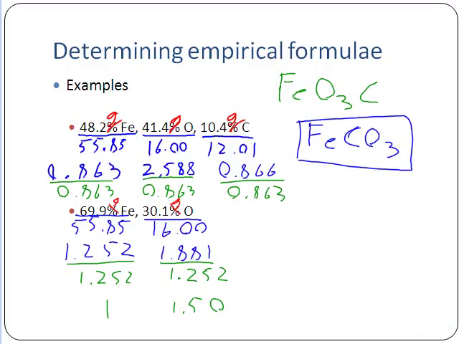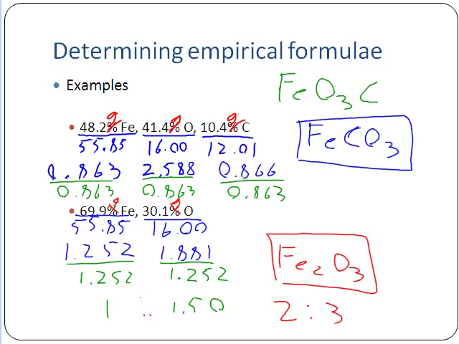And so if we multiply both of them by 2, then instead of a 1 to 1.5 ratio, this becomes a 2 to 3 ratio. And so that's basically what we're going to get here. And if it's a 2 to 3 ratio, then we have Fe2O3 as our empirical formula. Fe, iron, is going to be our cation, and so that means that this is our final answer, Fe2O3 for the empirical formula here.